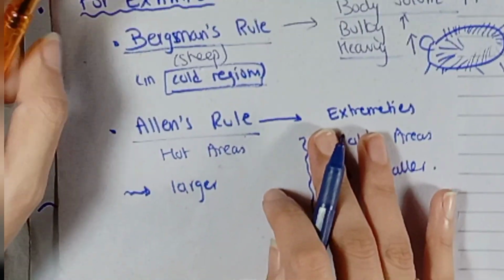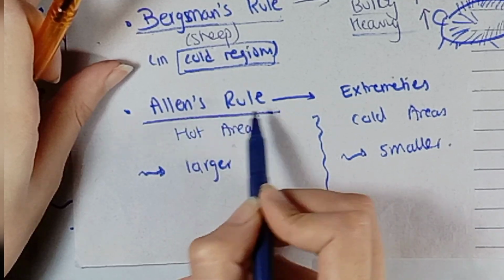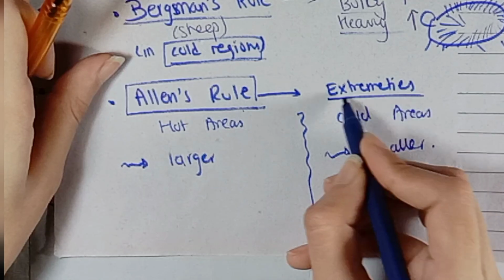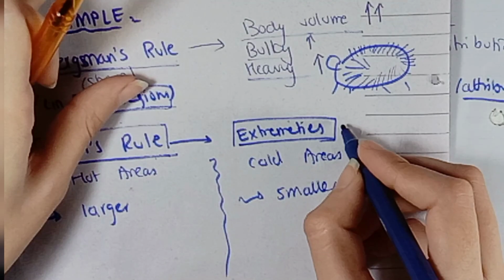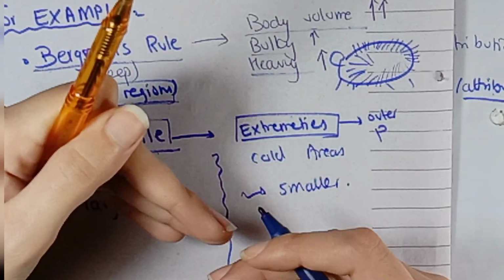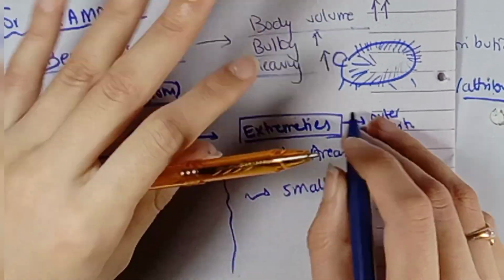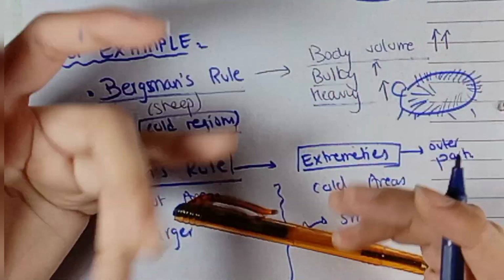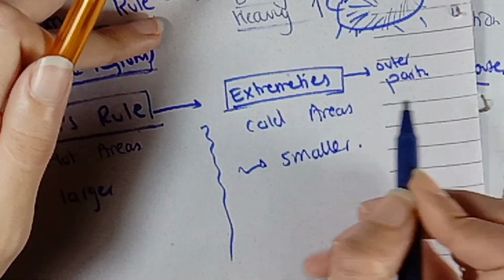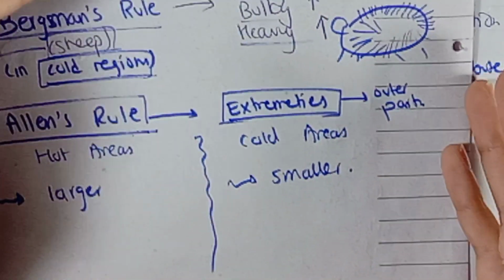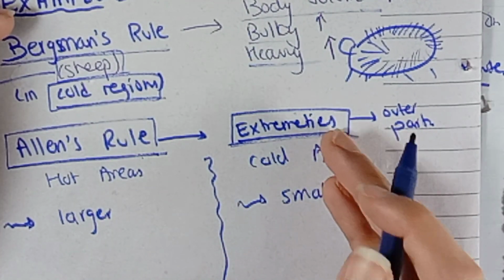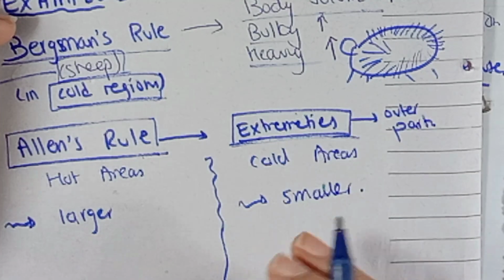Now there is Allen's rule. What is he talking about? He is explaining the extremities. What are the extremities? Extremities are the outer parts, the parts that are in the air. The body parts that are out of the body, just like fingers, arms, nose, or ears, these are the extremities. Similarly, what are the extremities of the elephant? The ear and the tusk of the elephant are the extremities, the parts outside of the body, coming out of the body.